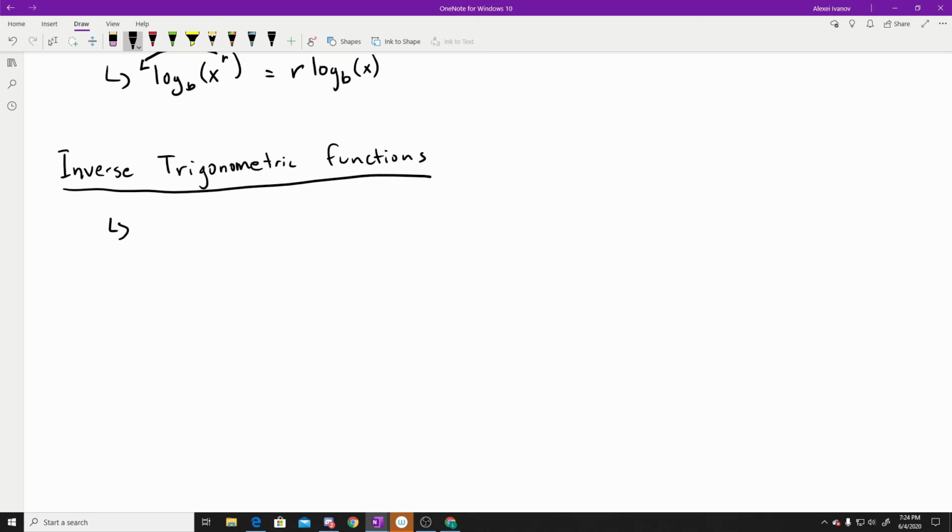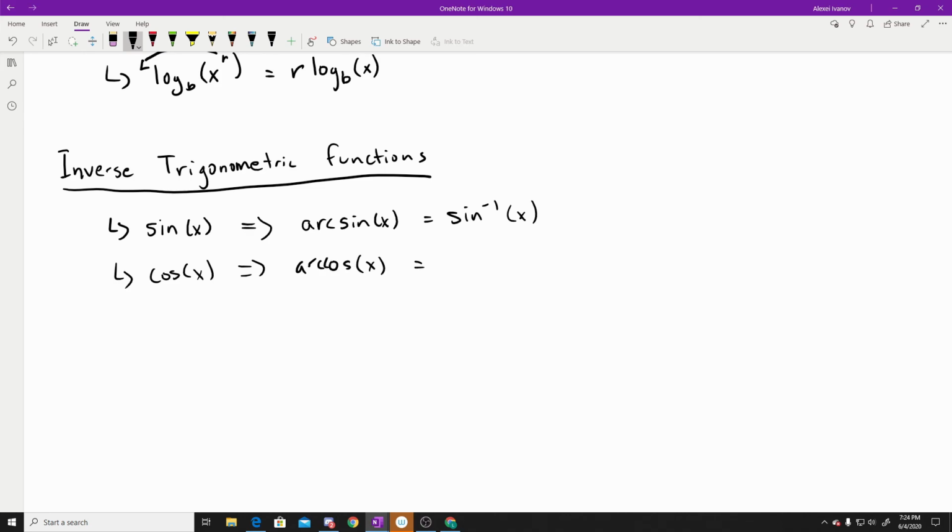So starting off, the inverse of sine of x is given in the form of arcsine x. It can also be written in terms of the inverse notation. Then for cosine, we have a similar thing. It's called arccos of x, and it can be written in the similar inverse notation. And lastly, we have tan of x, which, as you can guess, is arctan of x. And it can be written as tan to the minus 1 of x.